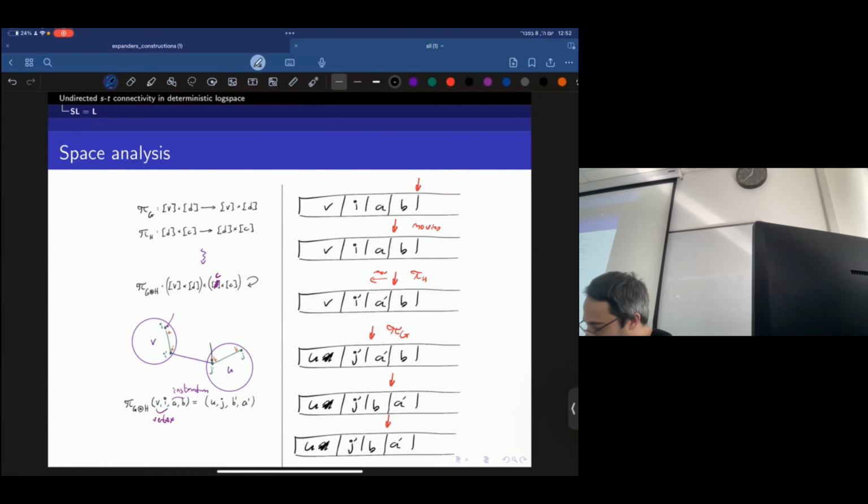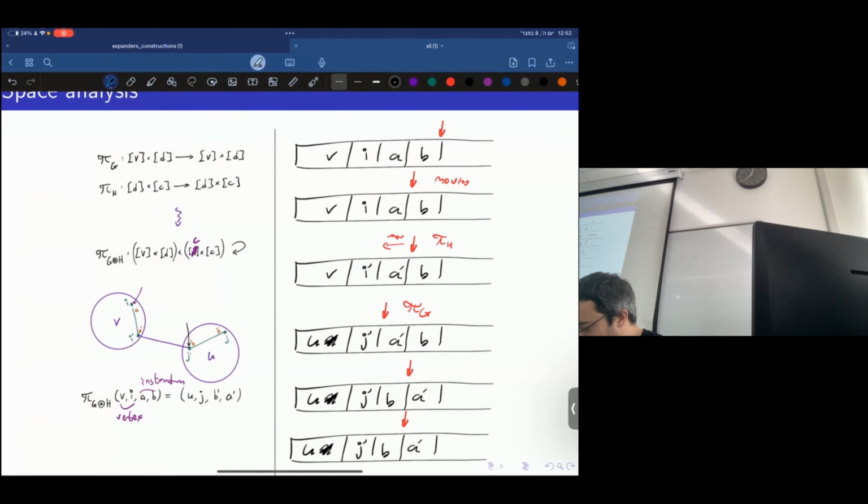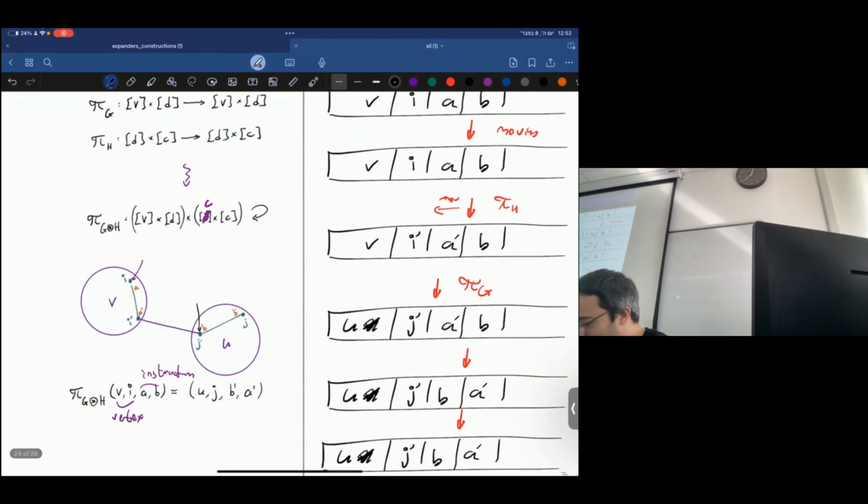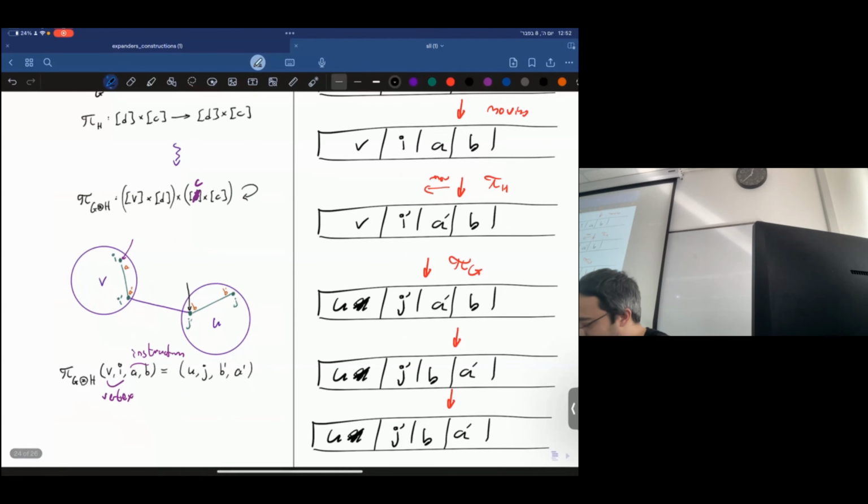But anyhow, when you do that, you get, so I'm moving using H from right. So it's going to be J without the prime and B prime. And then at the last step, I'm just going to, excuse me, just move the head, and they're happy. Because I see U, J, B prime, A prime, U, J, B prime.